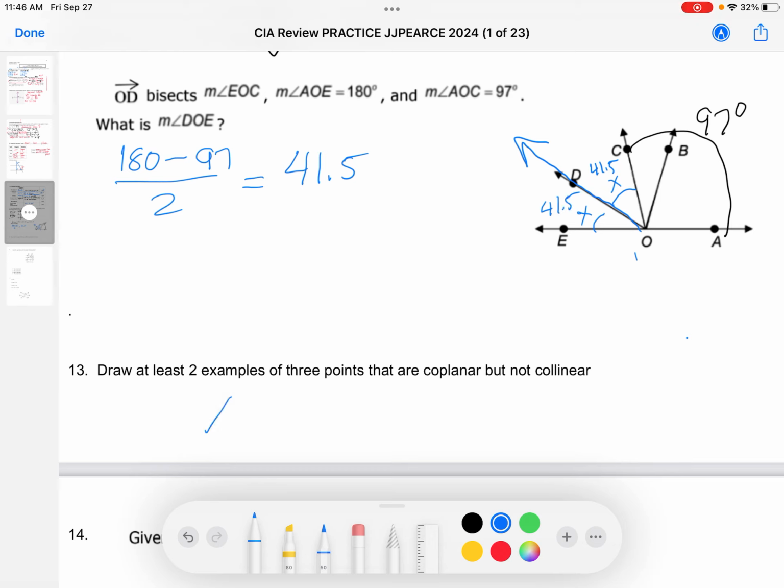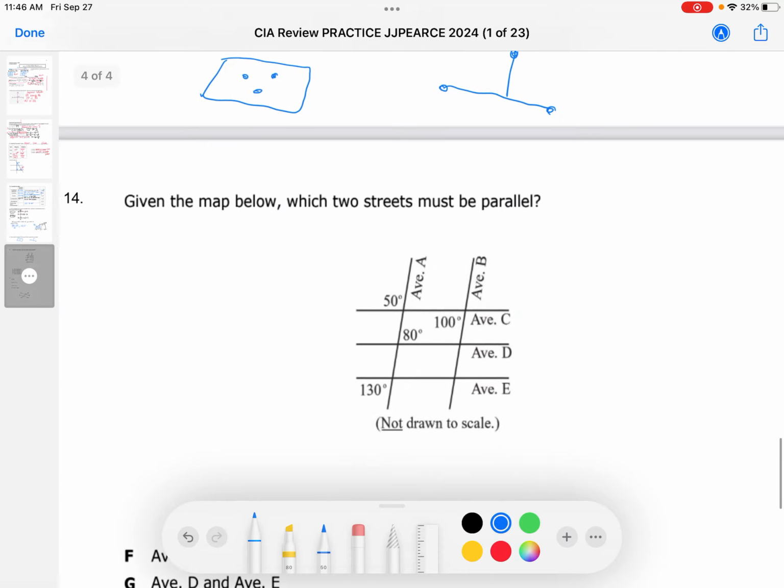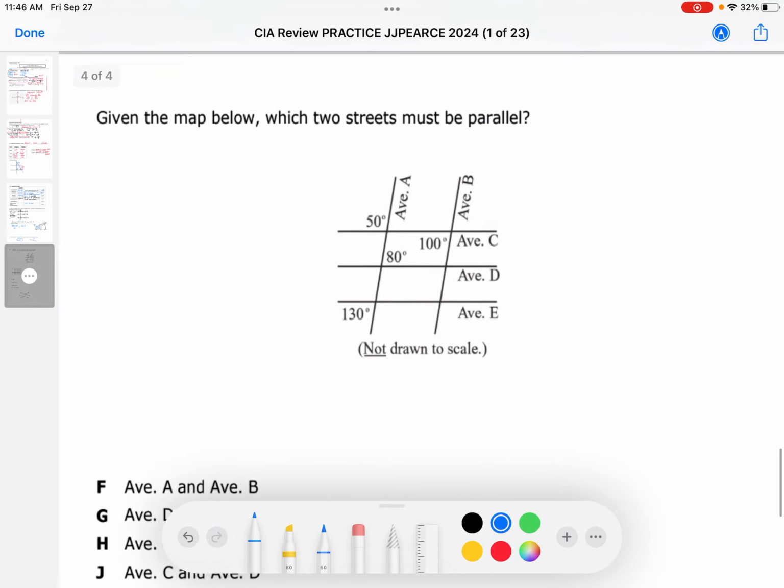Okay, draw two examples of 3 points that are coplanar but not collinear. Okay, so that's a plane that's coplanar but not collinear. And another example would be like a linear pair: 3 points that are coplanar but not collinear.